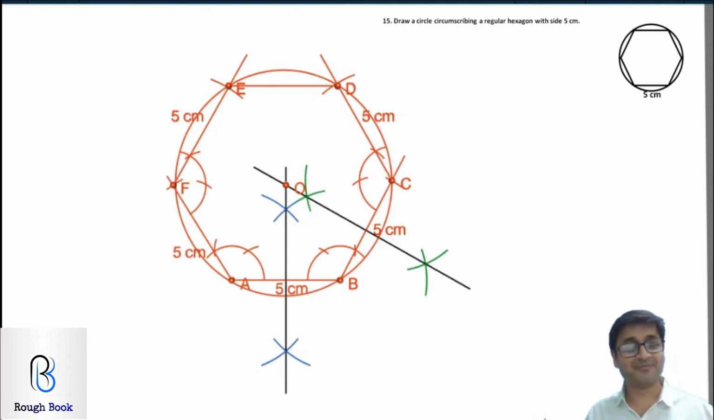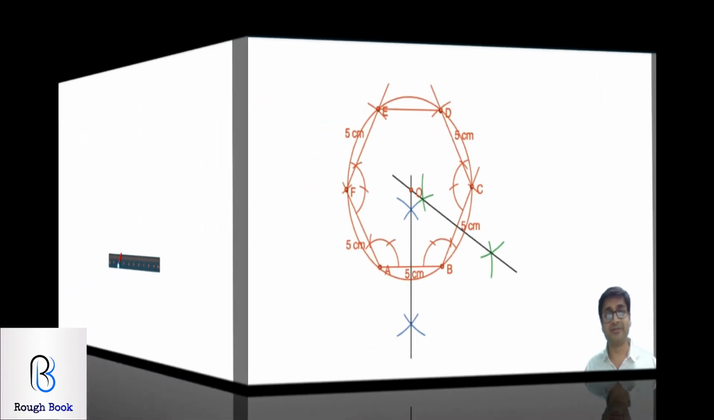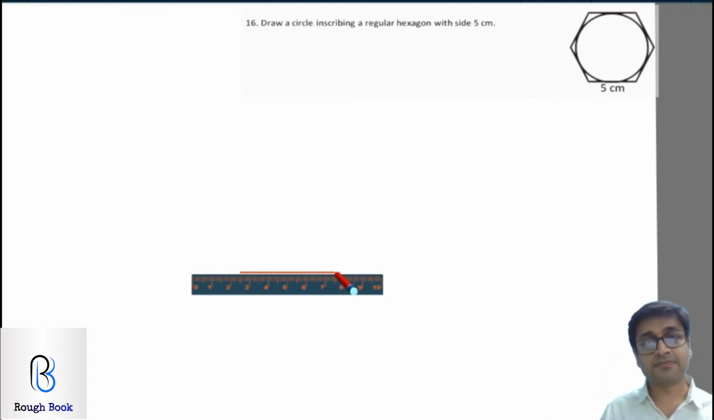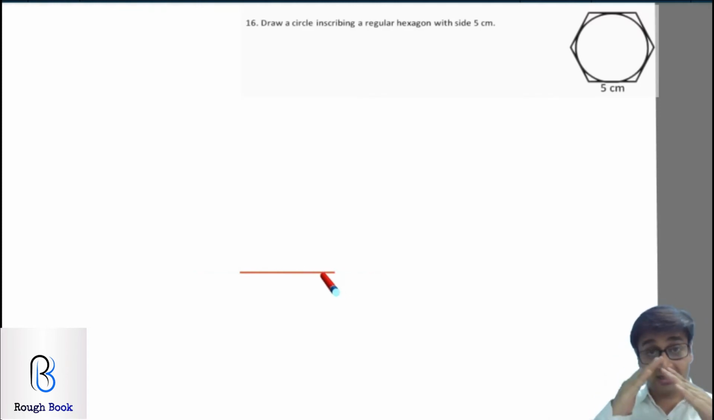Try on your own. So I hope you managed to get this sum number 15. The next sum I want you to try is sum number 16. It's a hexagon with an inscribing circle, means incircle, but I've changed the measurement to 5 centimeters so it becomes easier. So come on, get your hexagon first, then the incircle, so angle bisectors. Try it. If you don't get it, come back. At least get your hexagon.